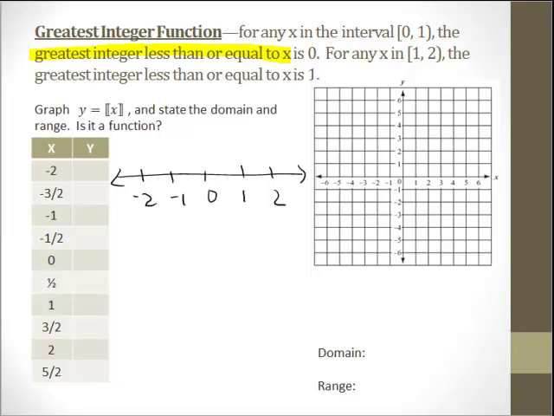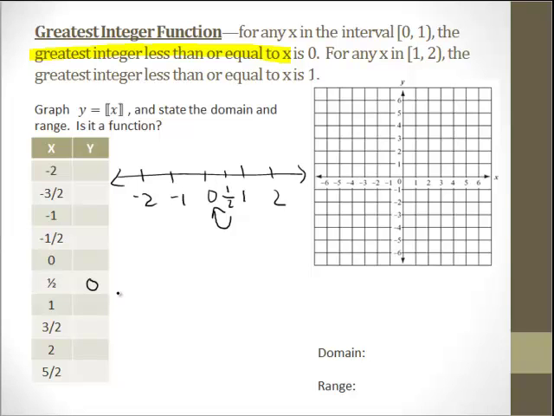So let's take the number 1/2. 1/2 falls here, right? What is the greatest integer just less than or equal to 1/2? That just means the next lowest integer. So the next lowest integer from 1/2 is 0. So if we have 1/2 as our x, using the greatest integer function, our y will be 0.